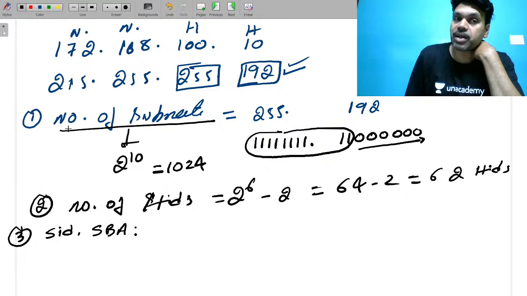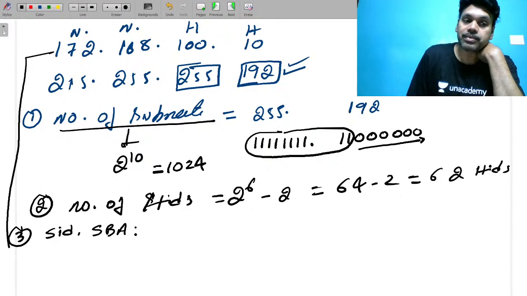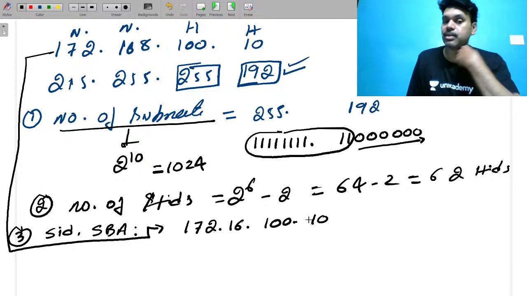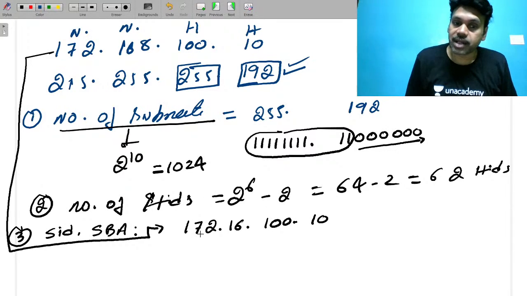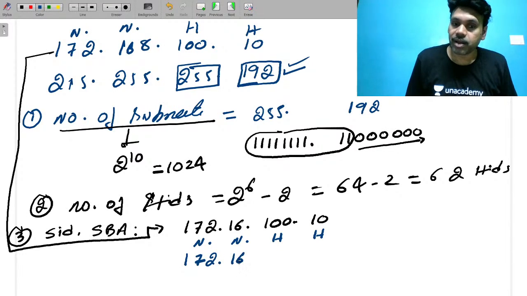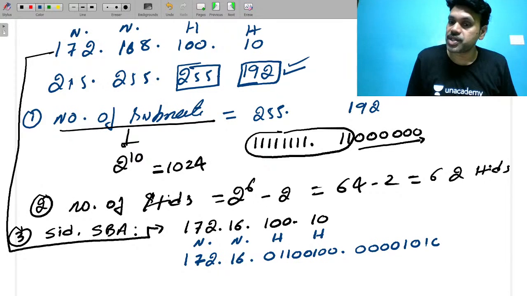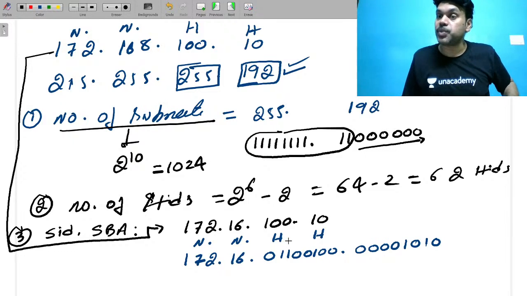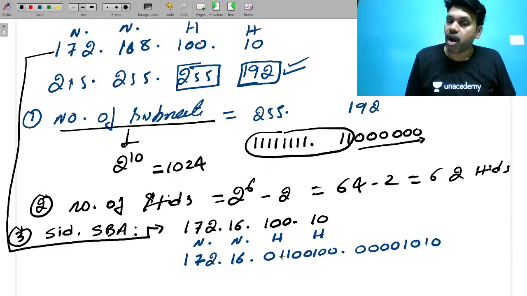So if you want the subnet ID, write your IP now. I am writing the IP 172.16.100.10. We know the first 2 octets are NID, we don't touch them. This is H, this is H. Let us write H into binary: 01100100, and 10 is 00001010. This is 10 in binary, right? So which bit positions are subnetted? In the third octet, all the bits are subnetted.